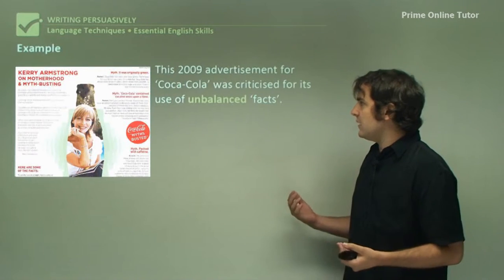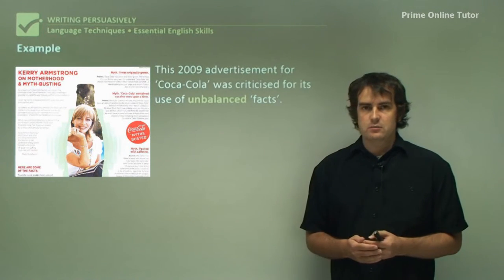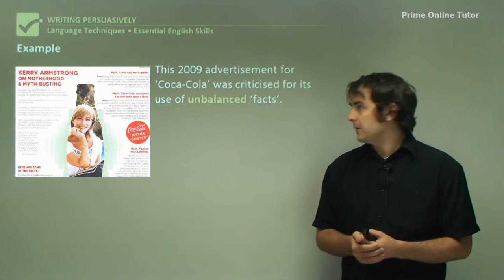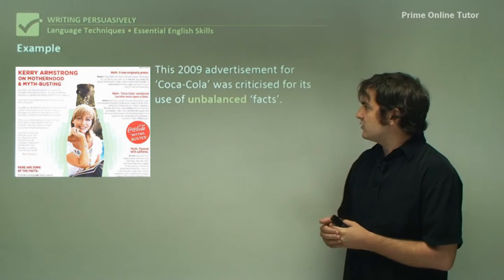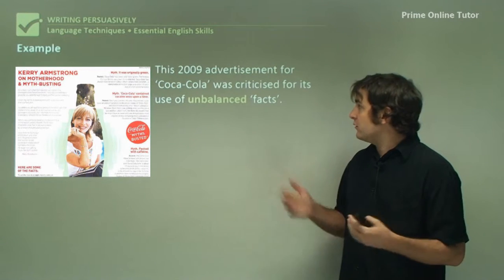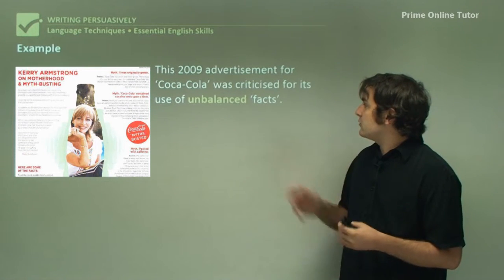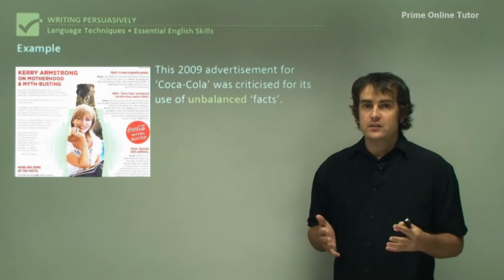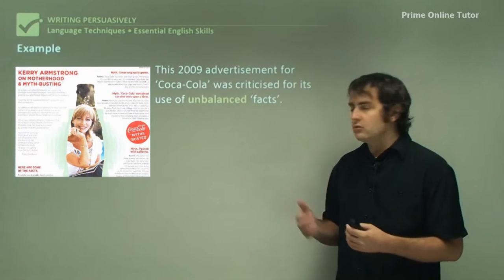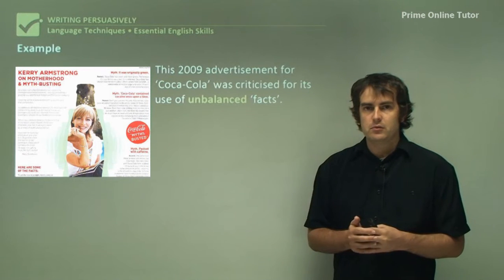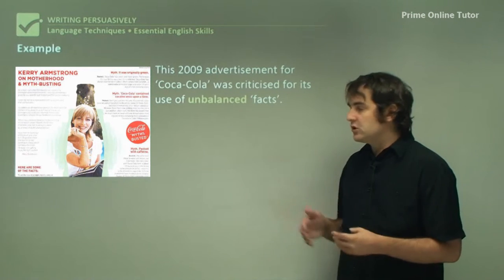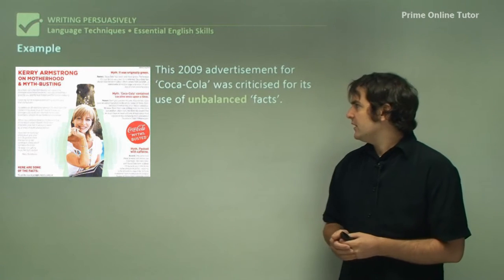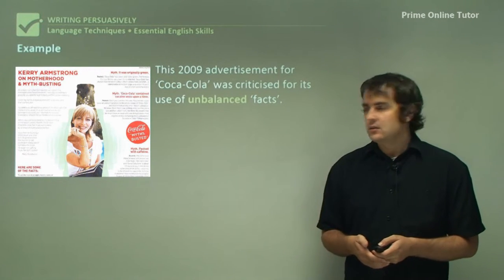All right, so an example of this. Well, let's look at this commercial here. Now, it's not important really that we look at this text as much as we just look at what the ad is doing. And it's a 2009 advertisement for Coca-Cola. I don't know if you've heard of this, you might have. And it was criticised for basically its use of unbalanced facts. Now, in general there were some things that were pulled out as being mistruths, but the majority of it was truthful. However, it was quite unbalanced.